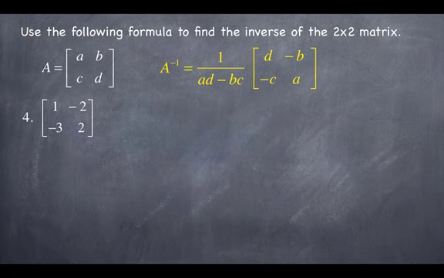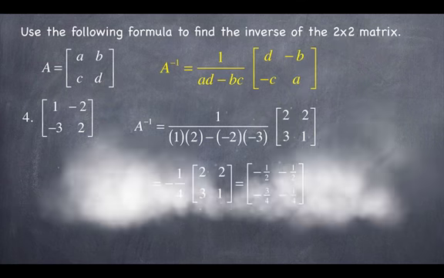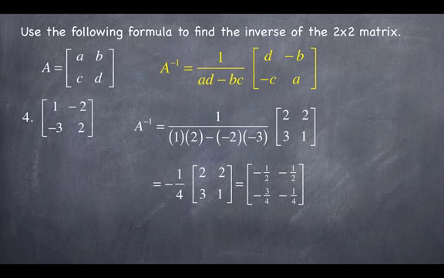So we apply the formula for number 4. I just substitute the values. This is what I get. At this point, once I distribute, I get this. Either one is correct. You can give me the one on the left-hand side or the right-hand side.